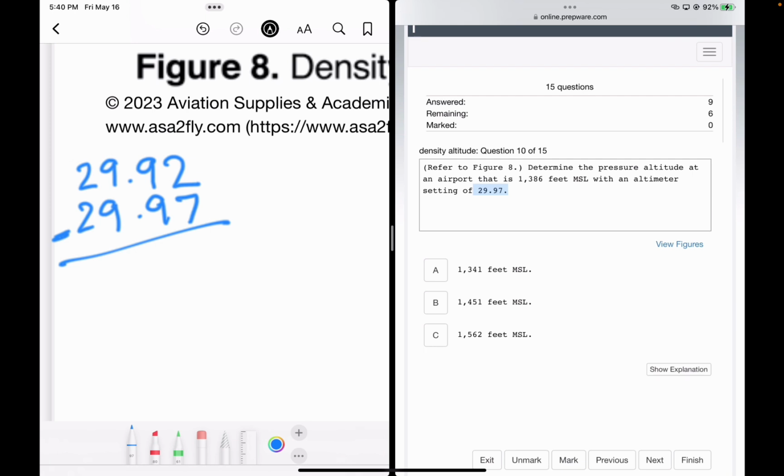29.92. You know, one of these days I'm going to learn how to do mental math so I don't have to take my calculator out, because I feel like third graders are smarter than me now.